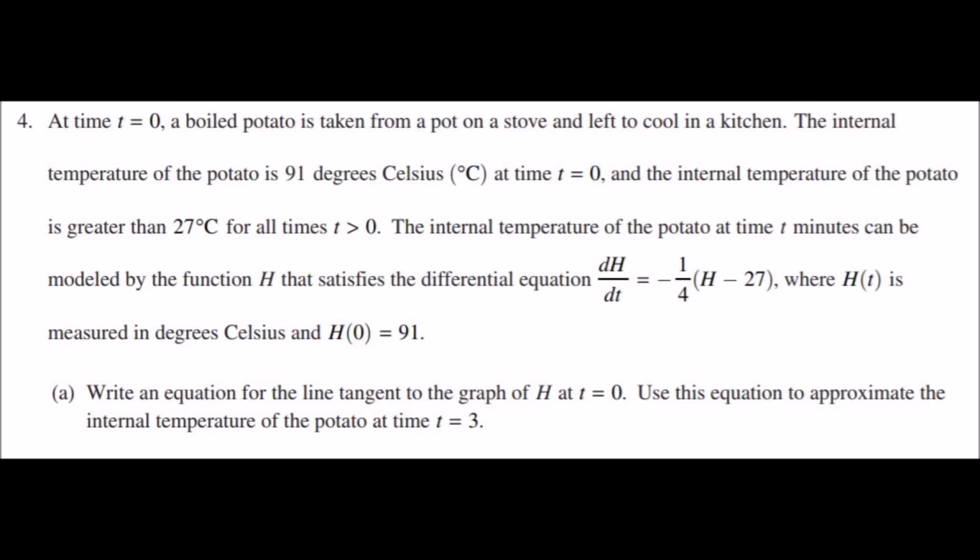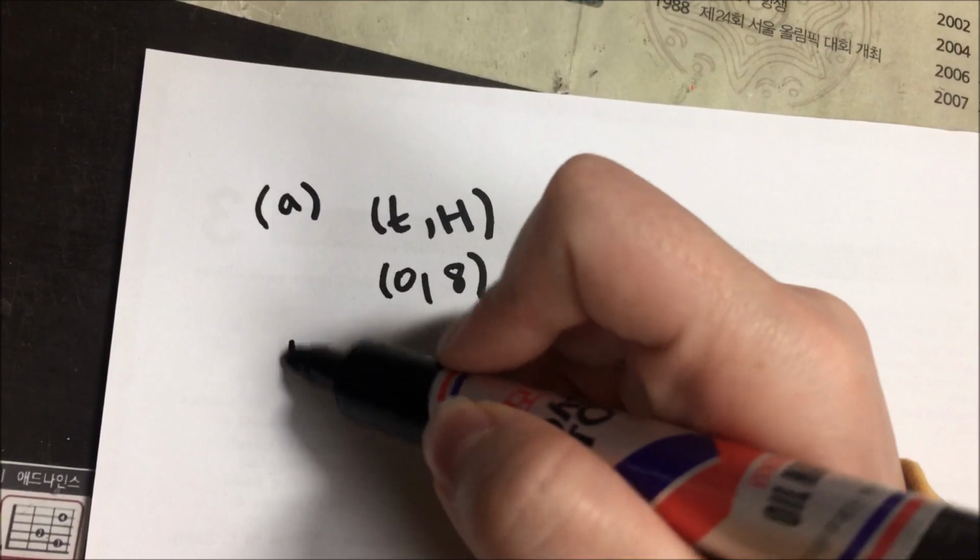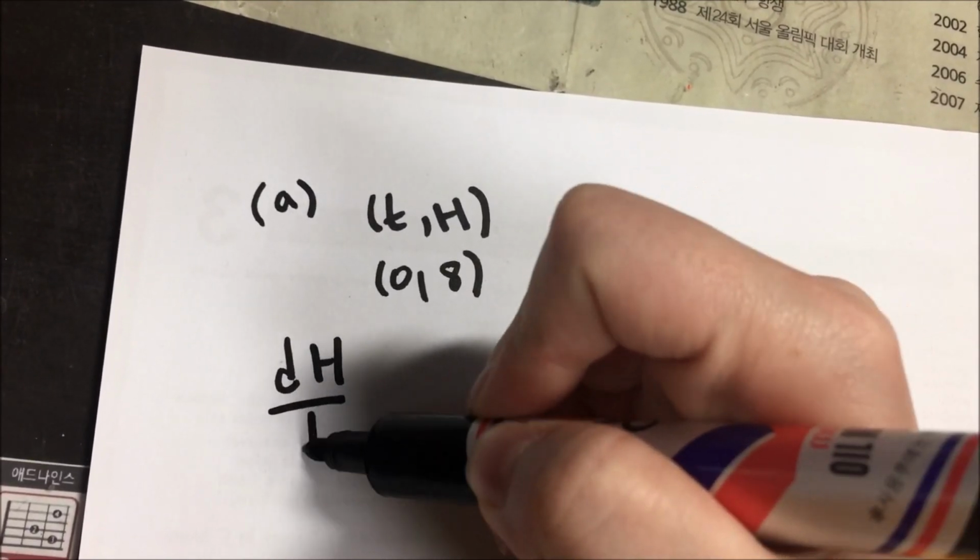At time t equals 0, a boiled potato is taken from a pot on a stove and left to cool in a kitchen. The internal temperature of the potato is 91 degrees Celsius at time t equals 0, and the internal temperature of the potato is greater than 27 degrees Celsius for all times t greater than 0. The internal temperature of the potato at time t minutes can be modeled by the function h that satisfies the differential equation, where h of t is measured in degrees Celsius and h of 0 equals 91.